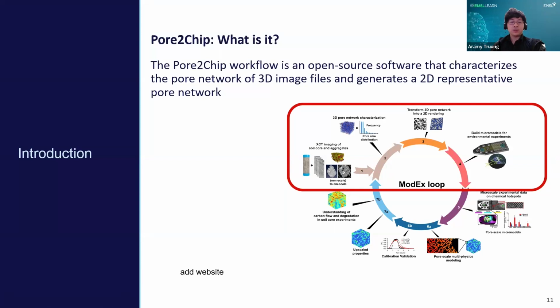Well, Pore2Chip itself is a Python-based software package that characterizes the pore network of 3D image files and generates a 2D representative pore network. Though I say software, it's more of a workflow. So see this top part of our ModeEx loop, we're essentially characterizing a real soil core, getting the aspects about the porosity that we want to see in our micromodel, using that information to generate our micromodel, and then finally fabricating it in the lab.